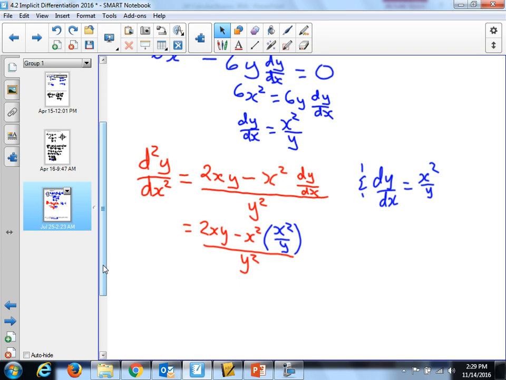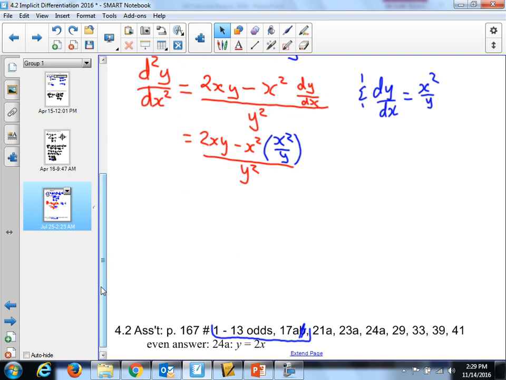Okay. Does that make some sense? If you have an expression for that dy by dx, put it in. If you're doing a values problem, like where the derivative dy by dx is equal to negative 2, you'd sub in that value for the number if you had a number for it.